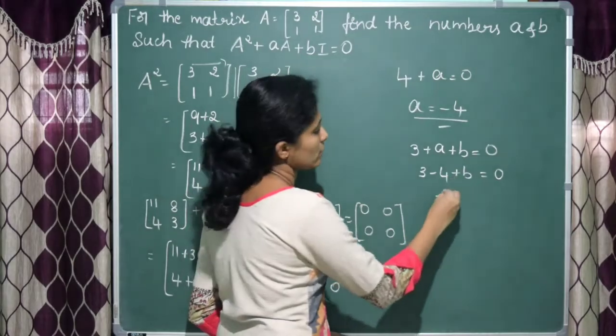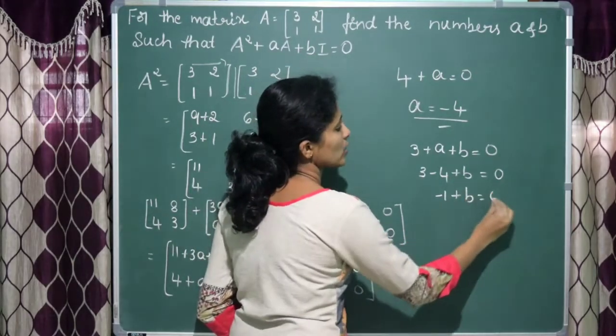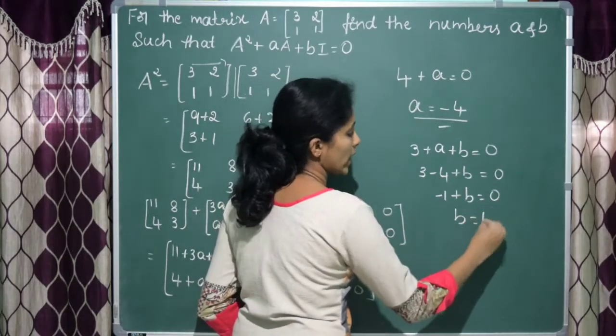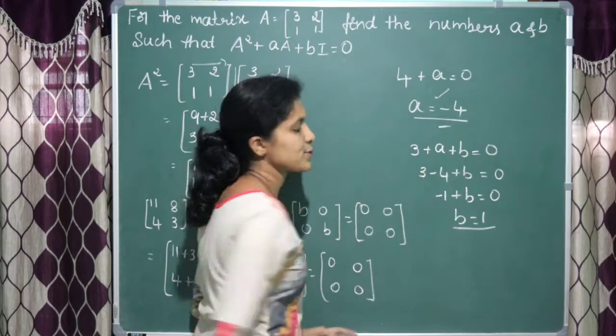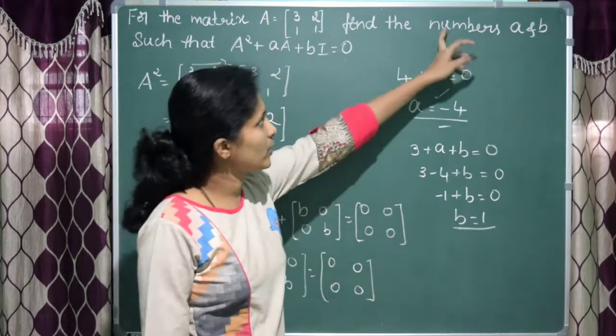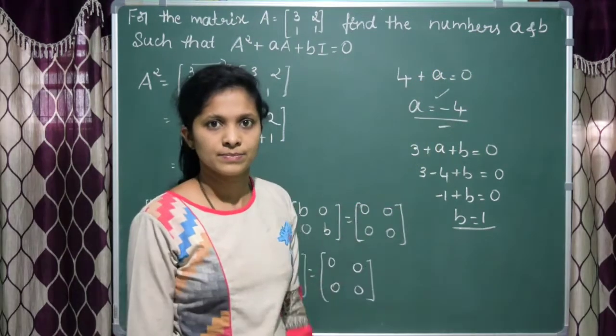So 3 minus 4 plus B is equal to 0. So the value of B is equal to 1. Is it clear? The value of A is minus 4 and B is equal to 1. You have to find the numbers A and B.